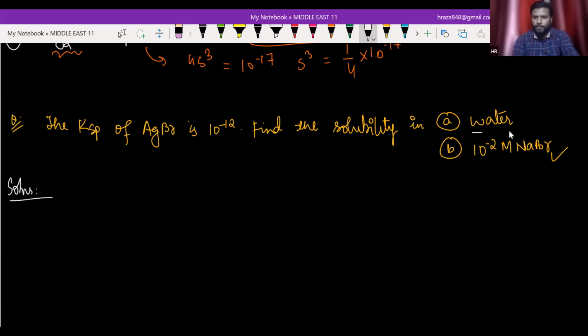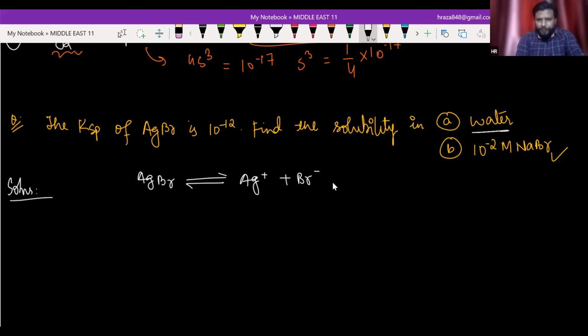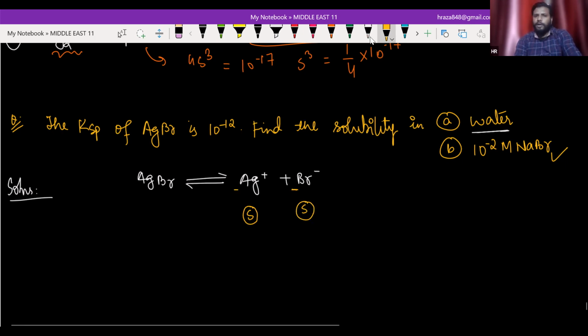Okay, Mohammed. Now here is water. Basically, generally we see solubility in water. So here is AgBr, a salt. If you dissolve it in water, it will dissociate into ions like Ag plus and Br minus. Again, you can give the solubility S. Ag plus has a solubility S, and since the coefficients are 1 and 1, Br minus will also have solubility S. Now go for Ksp. This is part 1.